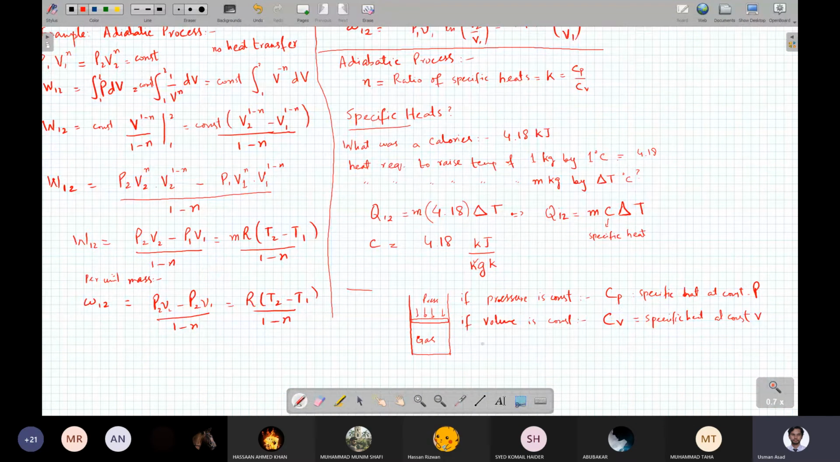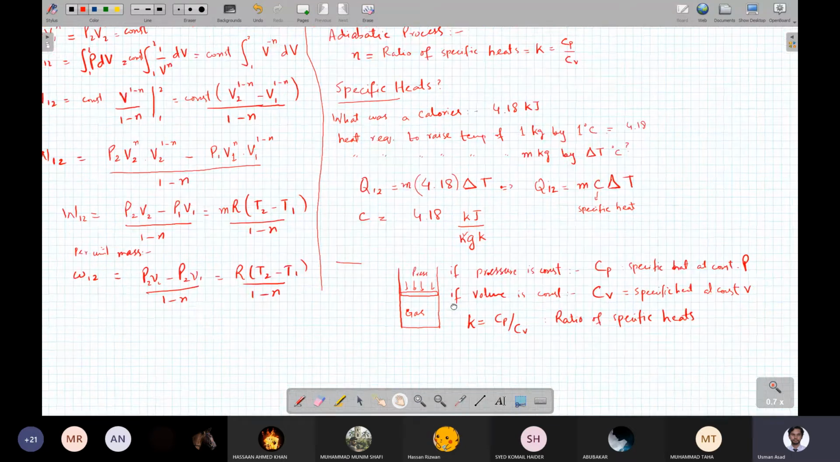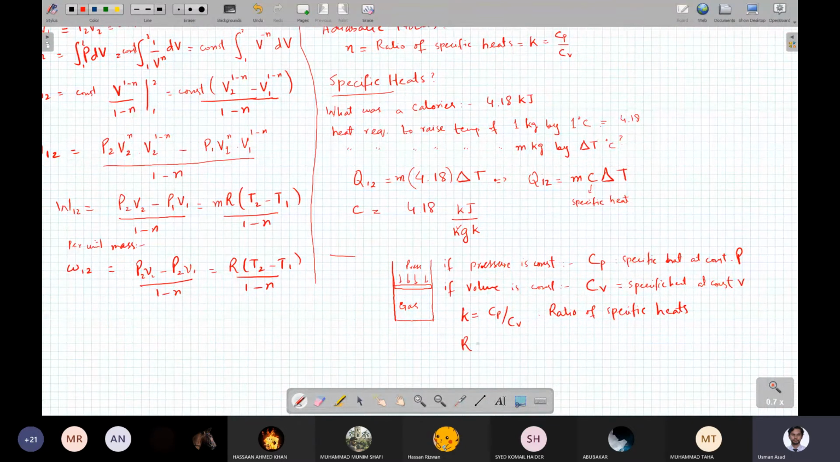So the ratio of these two is going to be called the ratio of specific heats. The difference between these two is going to be actually the gas constant. Remember gas constant R? That's actually going to be the difference between specific heats at constant pressure and volume.